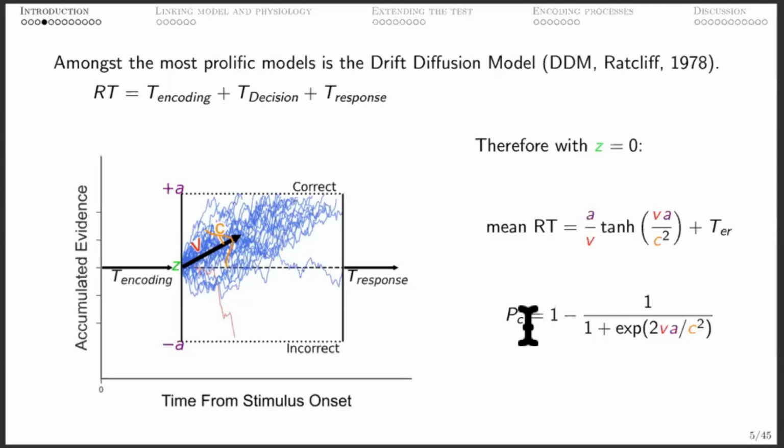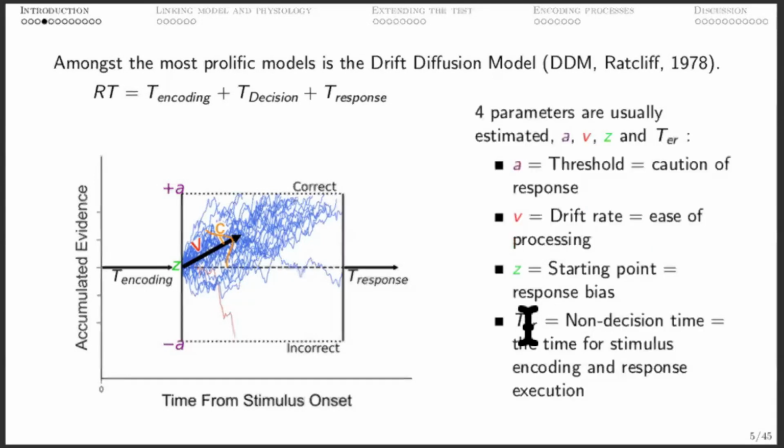Now, this formalism also gives some psychological interpretation, or at least some intuition on the way we should interpret these mathematical parameters. Usually we estimate four of them: the threshold, the drift rate, the starting point, and the non-decision time. Each one of them has a psychological interpretation. The A parameter, the threshold, so the decision boundaries, would represent the caution of response. If I ask my participants to be more accurate, then we think they will increase the threshold in order to comply with this instruction. The drift rate will represent the ease of processing. So how fast is the stimulus processed?